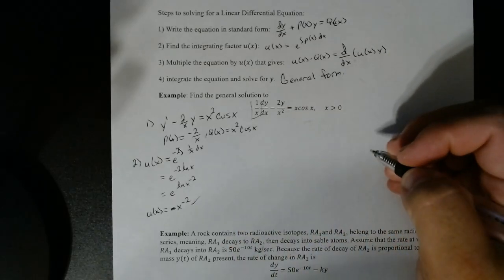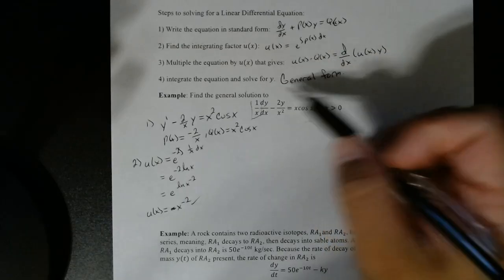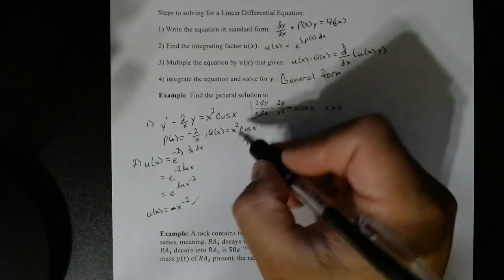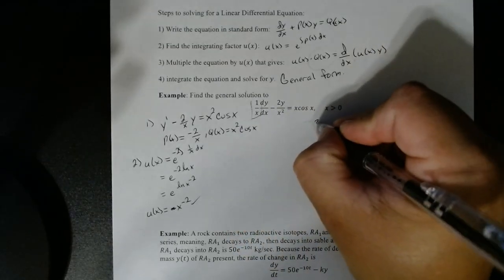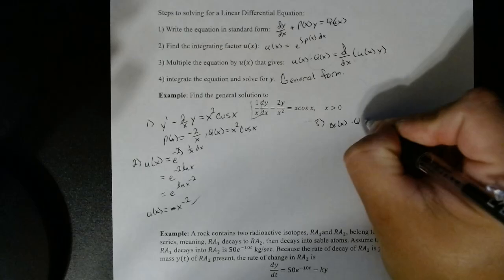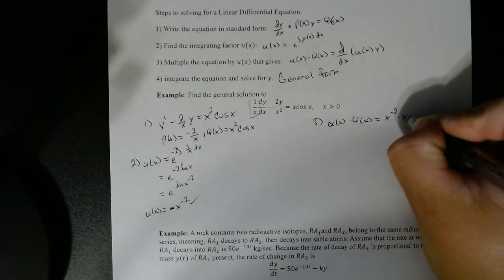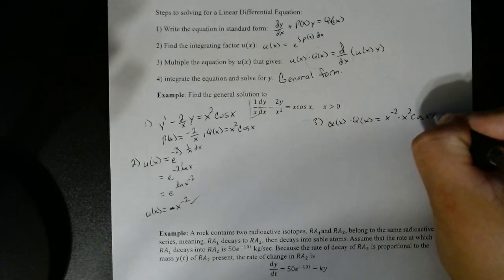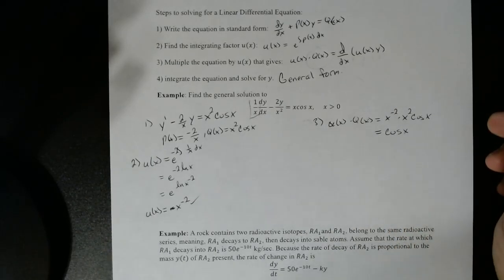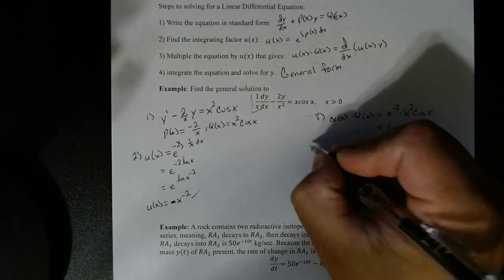Step 3 is pretty much multiplying by u of x. So we multiply u of x by both sides of the equation, or just by q of x. So that's this part here. So u of x times q of x is equal to x to the negative 2 times x squared cosine x. And that's even nicer because the x squareds cancel, and we just get simply cosine x. And now we can finally go to step 4.